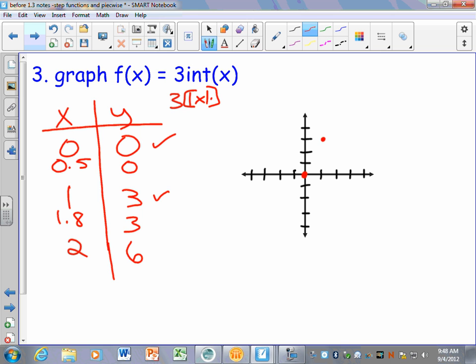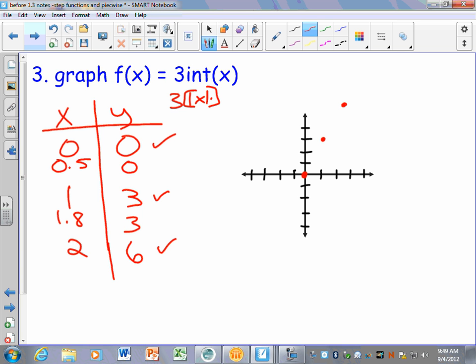Oh, I didn't even make enough points on my graph. Skip to the decimal. 2, 6. 2, 1, 2, 3, 4, 5. I'm just going to imagine where that next point is. Don't connect those and make a straight line because you know it's going to be a step function. Where's your step going to end? Wherever the next point starts.